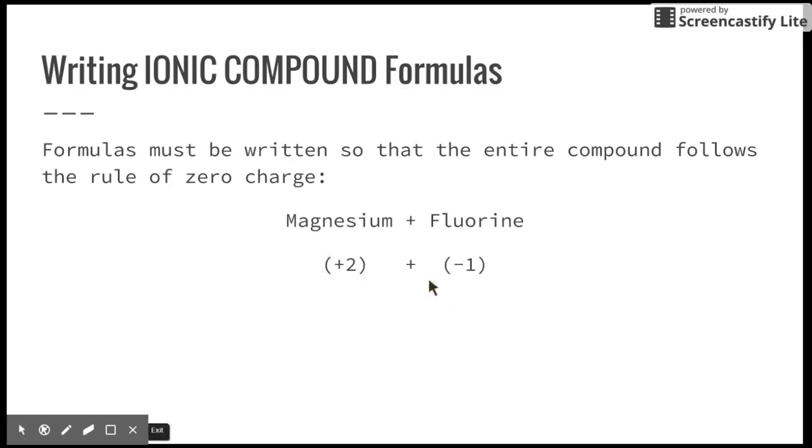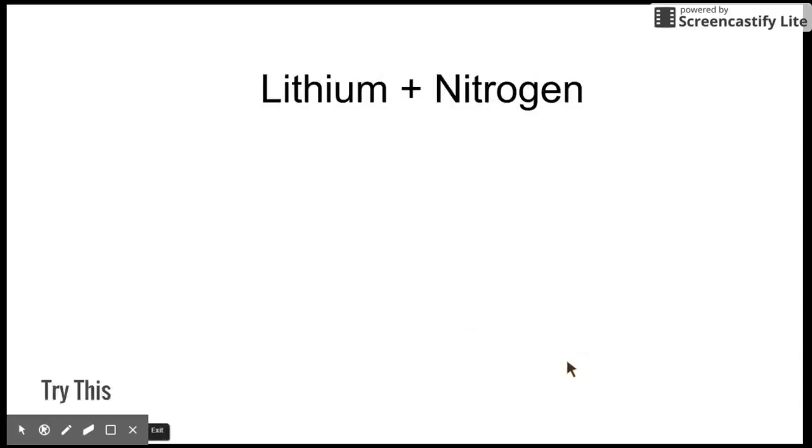Now, is this ratio going to cancel each other out? No, not really. What I really need here is another fluorine. I need 2 total fluorines in order to cancel out that magnesium. So my formula is going to be written MgF2. And this is a compound formula. So try this one yourself. Lithium plus nitrogen. Pause the video, see if you can figure it out.